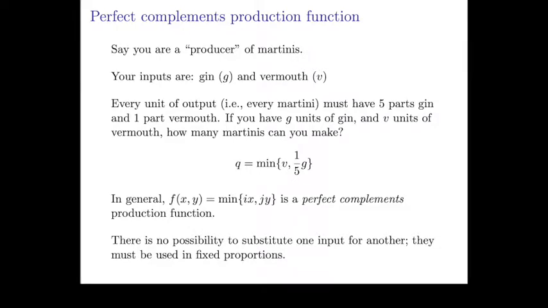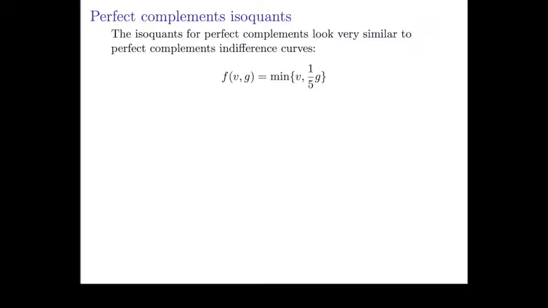So in general, you can have a production function of the form the minimum of I times X and J times Y, and that's going to be a perfect complements production function. The key here is that you can't really substitute one input for another, and they have to be used in fixed proportions. Right? Here we have to use them in a 5 to 1 ratio. So what do the isoquants look like? Again, they're going to be very familiar. If you remember the perfect complements indifference curves, they're going to look the same.